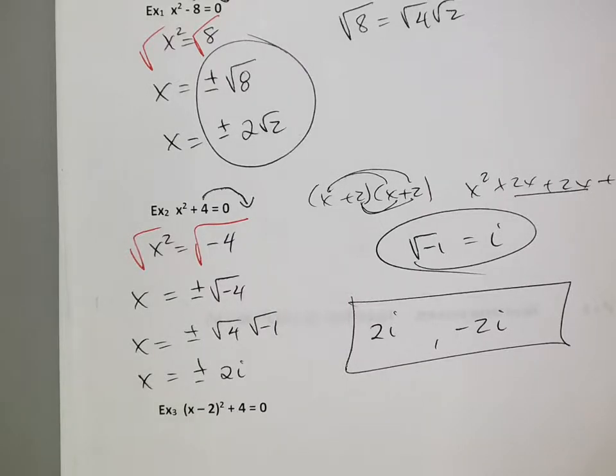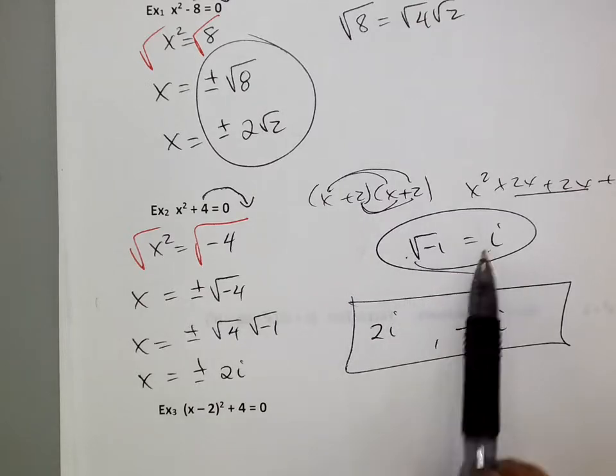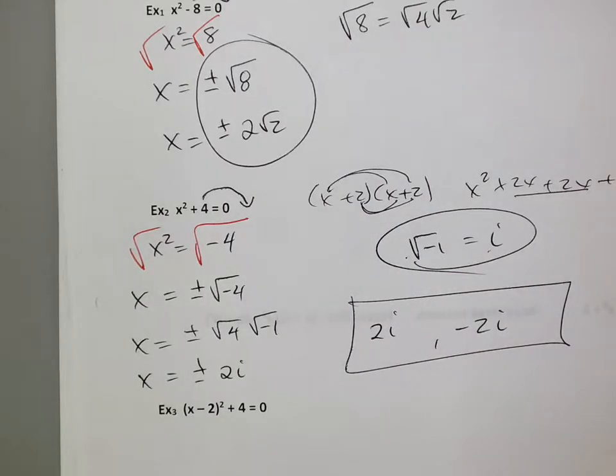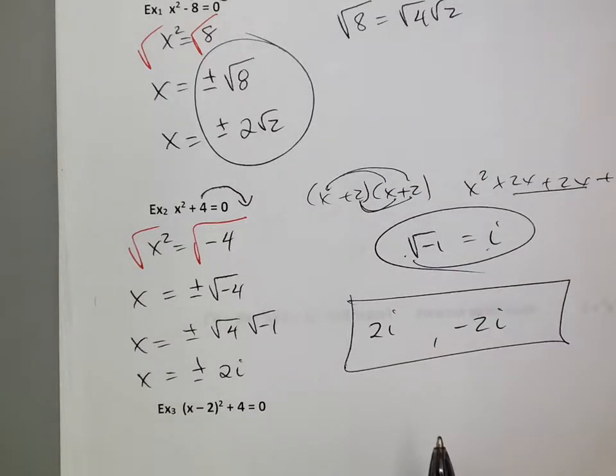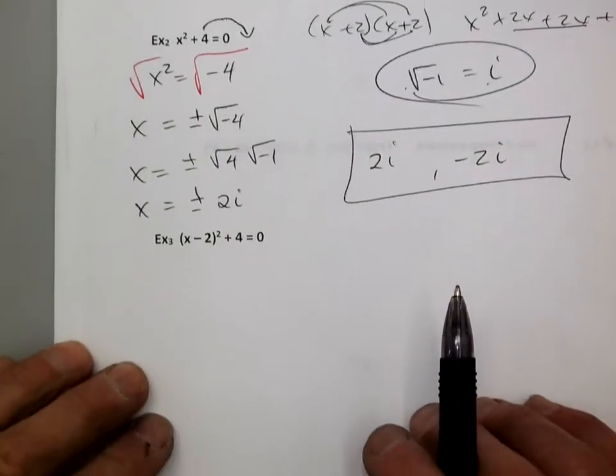How am I doing? This isn't too hard, is it? Right? As long as we know that the square root of negative 1 is i, we're good, okay? Does that make sense? Okay, let's move on. Am I good? I'm not going too fast? Slide it up to example 3.